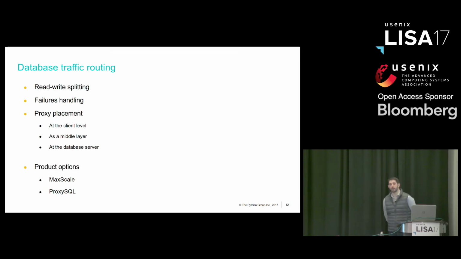And at the same time, if your proxy is using caching, you could reduce the amount of reads that actually need to go to the slave. So that's how we decided to go with a middle layer, and we proved that it was good enough for our architecture. So for the product options here, we started with MaxScale.